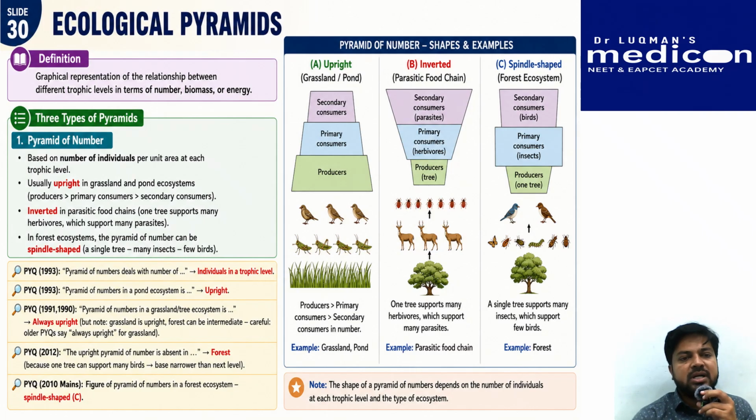Stop the video here, study the previous year questions and analyze how these questions are coming from this topic. The shape of a pyramid of numbers depends on the number of individuals at each trophic level and the type of ecosystem. Both the type and the number decide the shape of the pyramid.